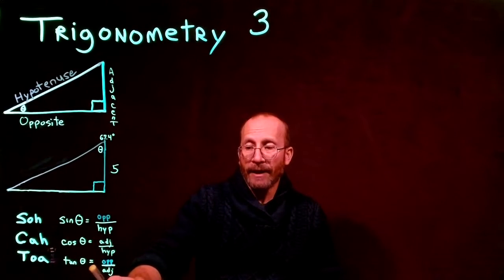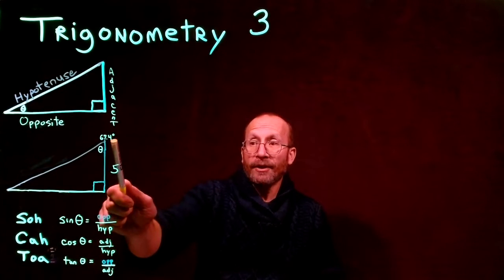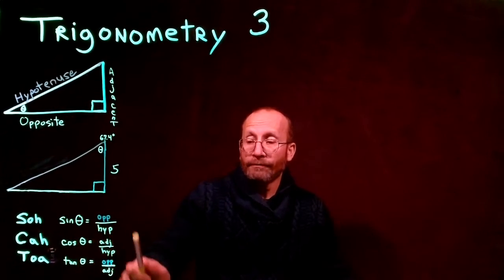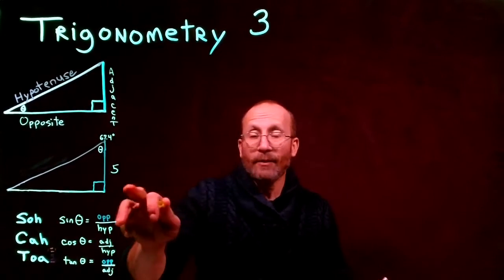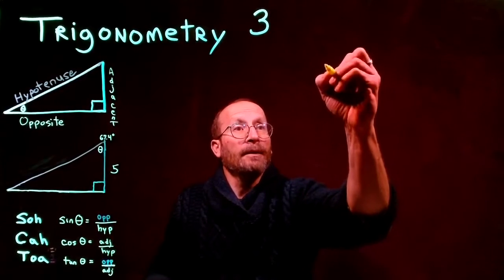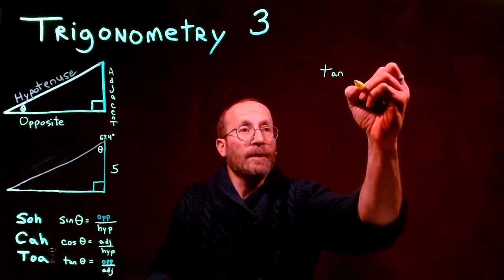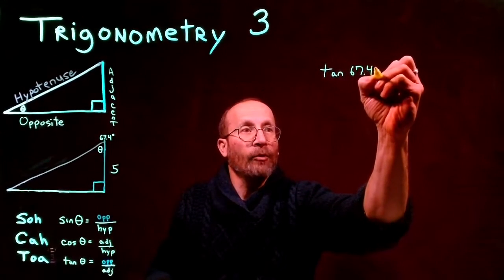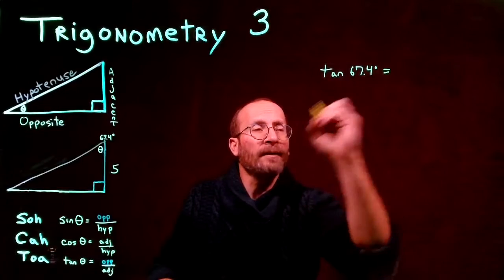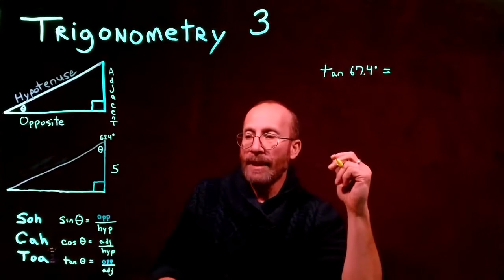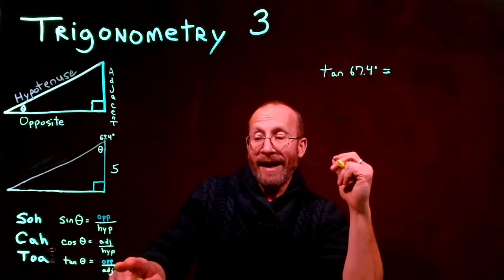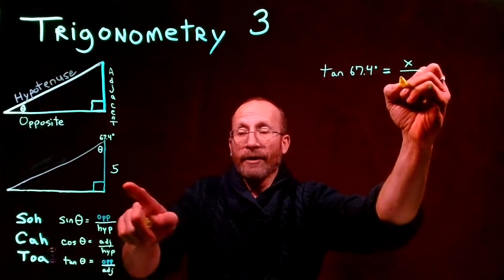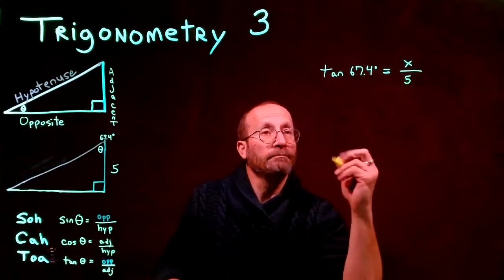Tangent of theta, in this case tangent of 67.4 degrees, equals the length of the opposite side, or unknown, divided by the length of the adjacent side, which is 5. So I'm going to write that out. Tangent of 67.4 degrees equals, why did that get messy? The opposite over the adjacent. My unknown, x, over the length of the known side there. My adjacent is 5. All right.